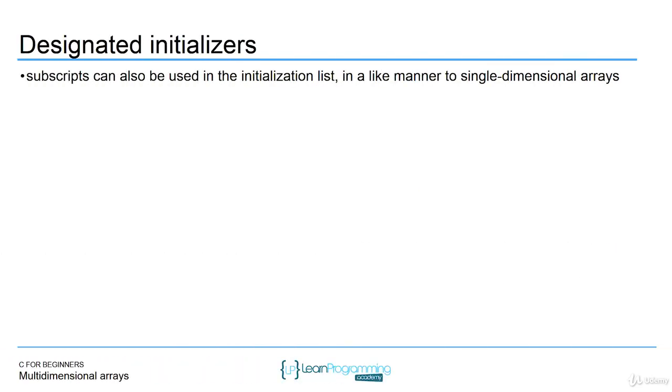You can also do designated initializers. Remember, this is the C99 concept. That's optional in C11, where you can specify specific indices to be initialized. So you can use subscripts in the initialization list, just like in a single dimensional array. If you want to do a designated initializer, you would just do something like this. Here we're declaring our matrix array of 4 rows and 3 columns, but we're specifying that 0, 0 is equal to 1, 1, 1 is equal to 5, and 2, 2 equals 9.